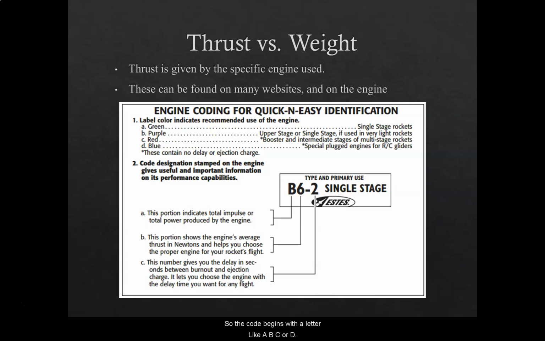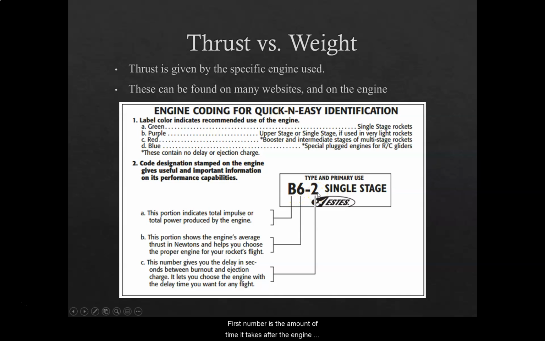So the code begins with a letter like A, B, C, or D, and that represents what's known as the total impulse or power that will be produced by that engine. The next number is what we'll be interested in for this lecture. That is going to be the force that the engine gives off on average in units of newtons.